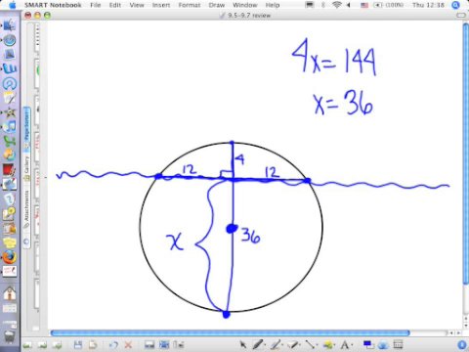Because 12 times 12. And then you solve for x. It came out to 36. Then we had to use, we're trying to find the radius, which is 2 sides. Exactly. Okay.